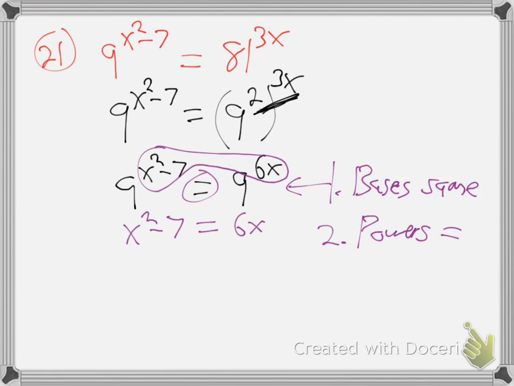They've got to be the same powers. So now how do you solve? Once you see x squared, what's always the game plan? Get a 0. Get a 0. So jump this 6x over here. Get x squared minus 6x minus 7. You always get a 0 first off. And then factor.